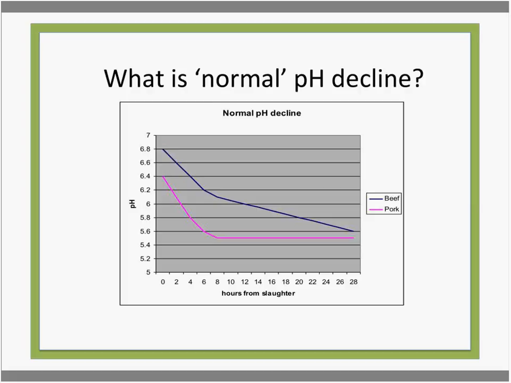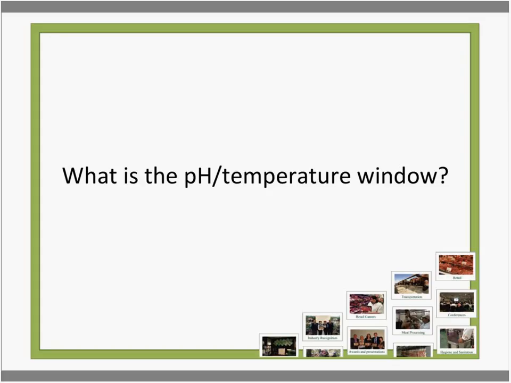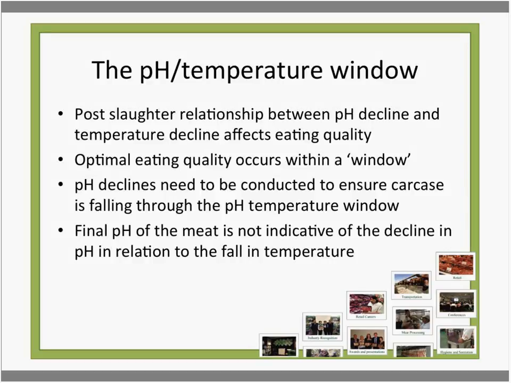And we talk about a pH temperature window, with that relationship between pH declining and the temperature of the meat declining. Each window is the optimum parameters of pH and temperature to ensure the best eating quality of the product.